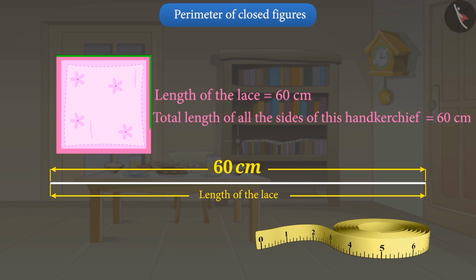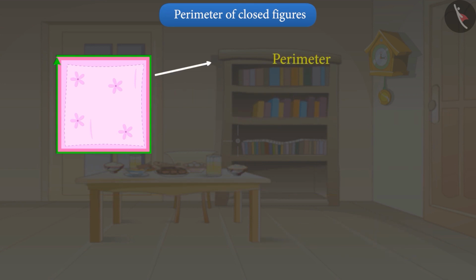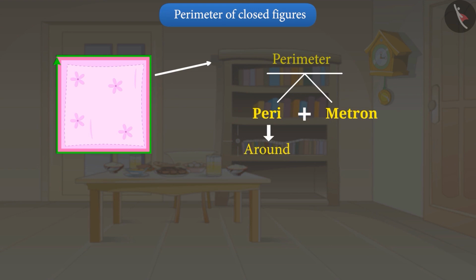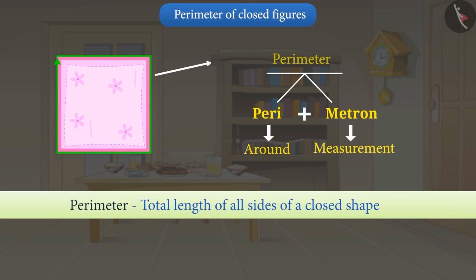Similarly, the length of the outline of any shape is called a perimeter of that shape. Perimeter. It is derived from the Greek words peri and metron, in which peri means around and metron means measurement. In this way, the perimeter is the total length of all sides of a closed shape.